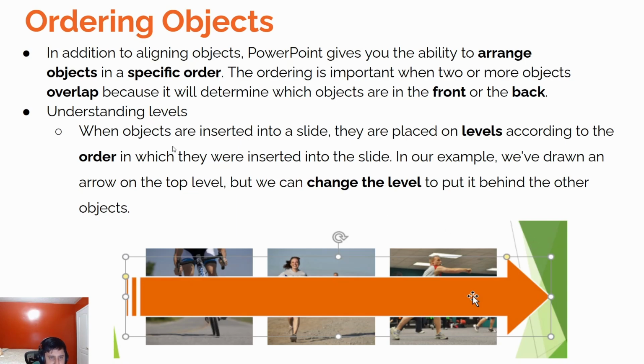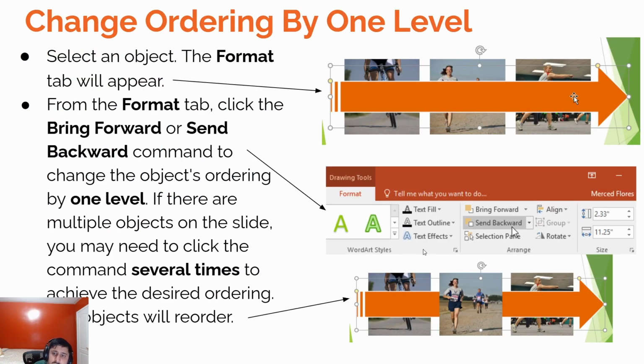In terms of understanding levels, when objects are inserted into a slide, they're placed on levels according to the order in which they're inserted into the slide. In our example, we've drawn an arrow on the top level, but we can change the level of this to put it behind the other objects. Now, how do we do that?